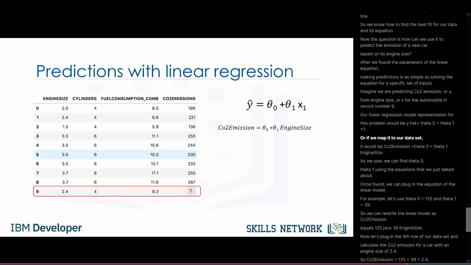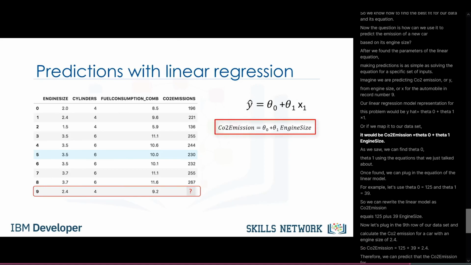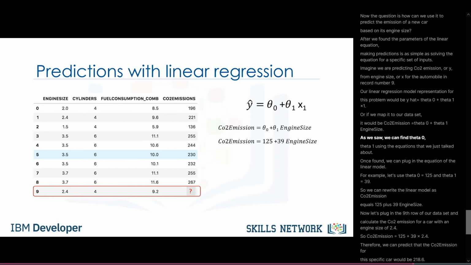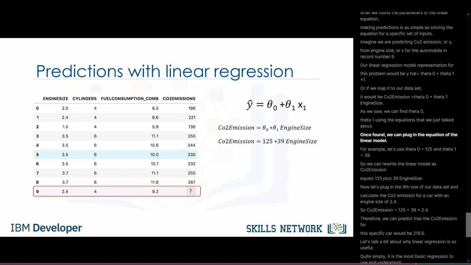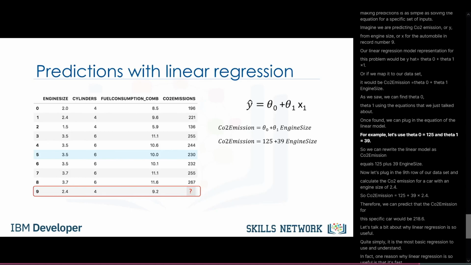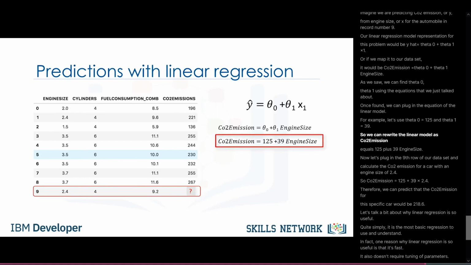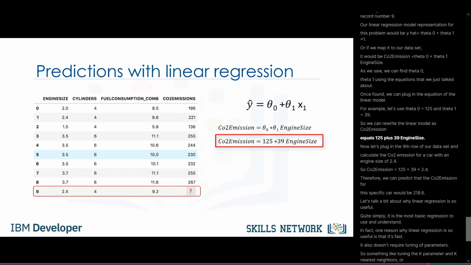Or, if we map it to our data set, it would be CO2 emission equals theta 0 plus theta 1 engine size. As we saw, we can find theta 0, theta 1 using the equations that we just talked about. Once found, we can plug in the equation of the linear model. For example, let's use theta 0 equals 125 and theta 1 equals 39. So we can rewrite the linear model as CO2 emission equals 125 plus 39 engine size.